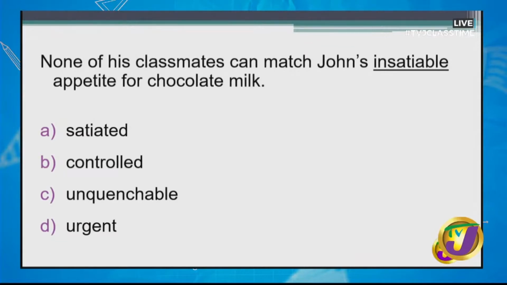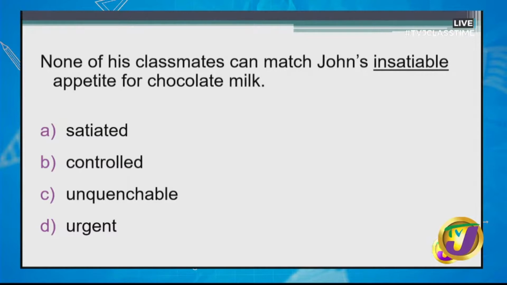none of his classmates can match John's insatiable appetite for chocolate milk. Our word is insatiable. What meaning can you get out of the sentence? Even if you've never heard that word before, what do you think insatiable means? It says none of his classmates can match his insatiable appetite. So something about insatiable means something that what? You can't what? Or you can what?